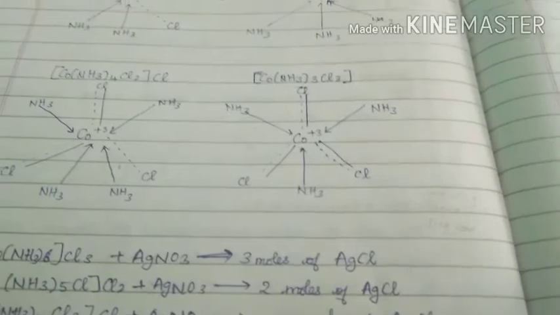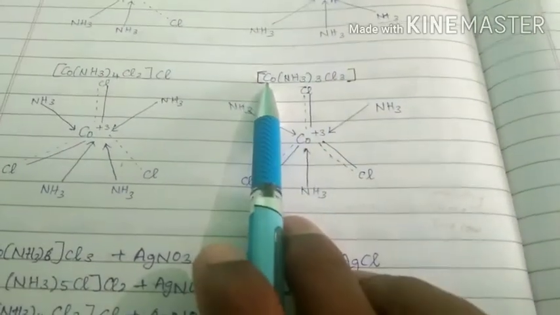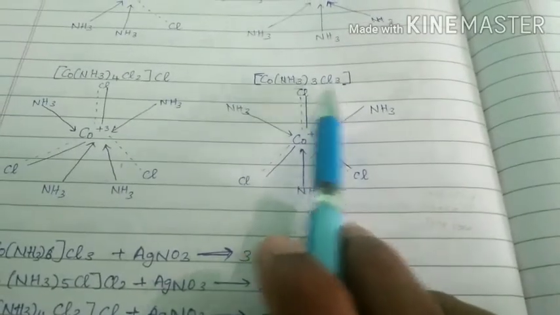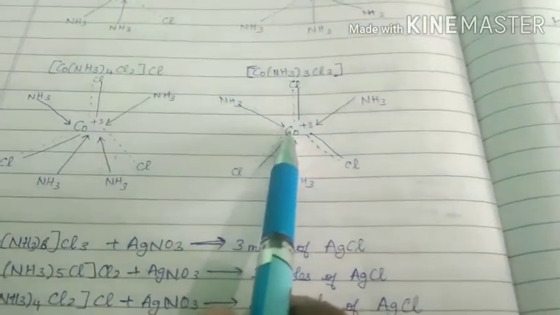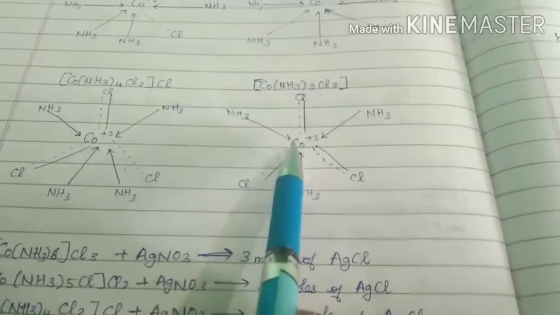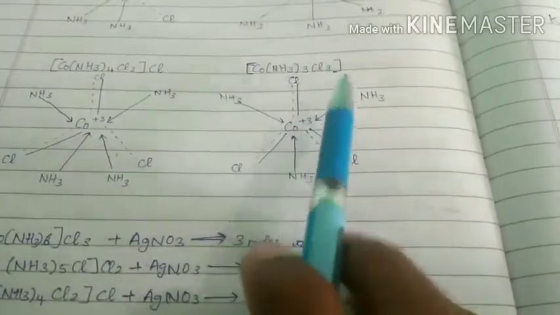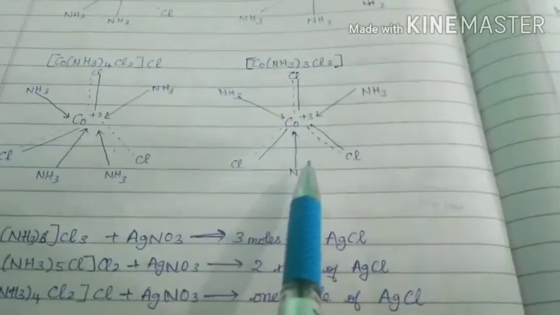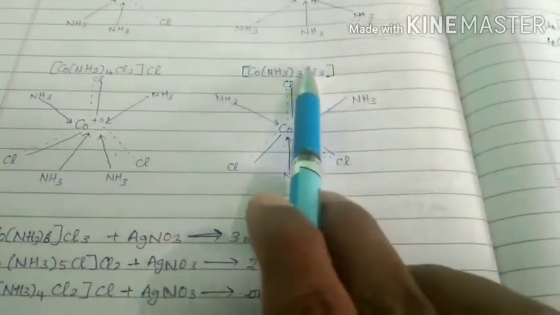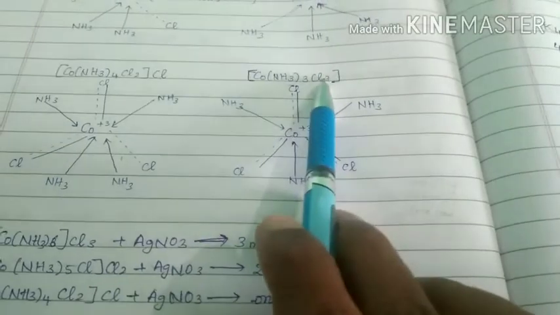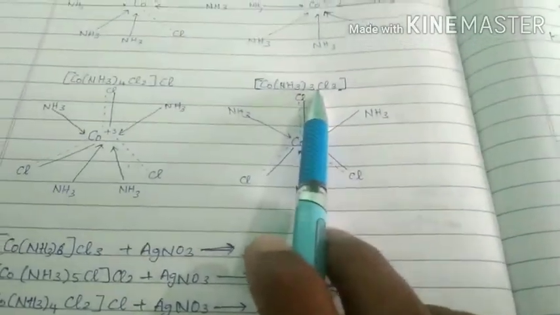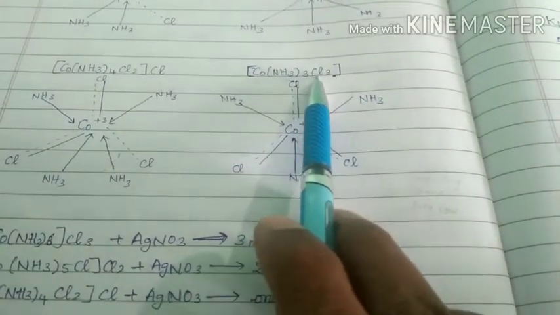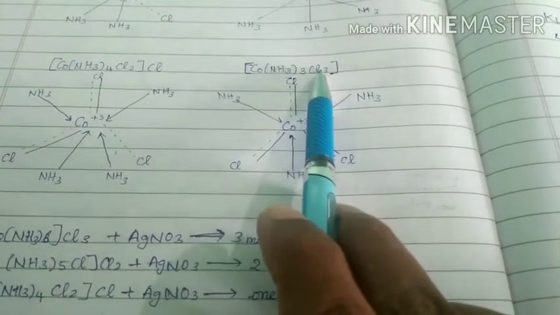Next, here the oxidation state is again plus 3. How? Here 0, here 3 into minus 1. Total plus 3. Nothing but the primary valence is also 3. So primary valence is always satisfied by negative ions. Here the negative ions are what? These chloride ions. So here these chloride ions are negative ligands. So what is the point? These chloride ions act as ligands as well as satisfy the primary valence.